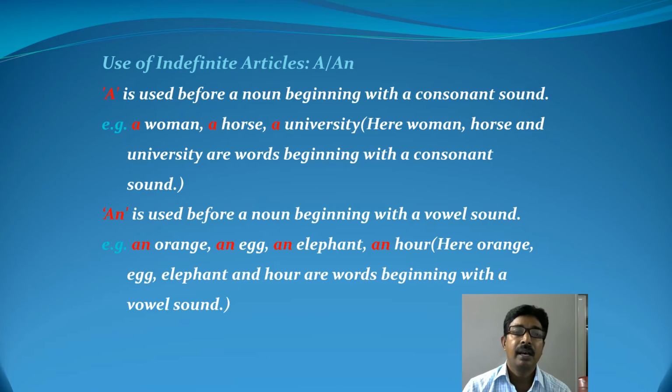And an is also an indefinite article. An is used before a noun beginning with a vowel sound. Example, an orange, an egg, an elephant, an hour. Here, orange, egg, elephant, and hour are words beginning with a vowel sound.